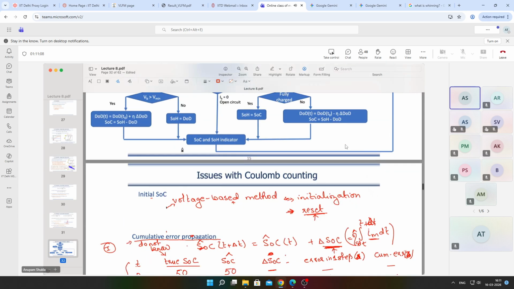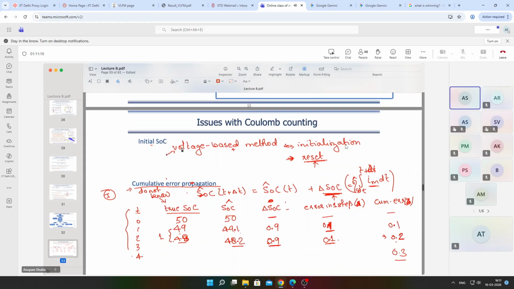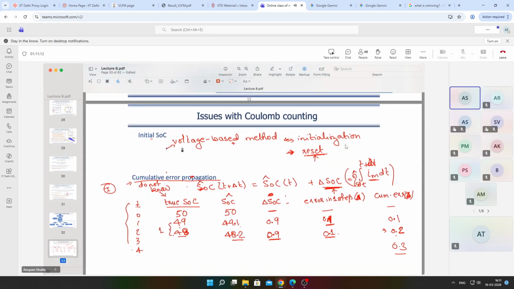Okay, so if there are no questions, then we will finish the discussion on issues with Coulomb counting by just looking at two problems which are there with this method. One of the problems, as we have already said, is: what is the initial SOC? Because this is an updating method, you need to have the SOC value for the initial time, and then the method will give you the SOC value at a future time instant. So you have to get the value at the initial time.